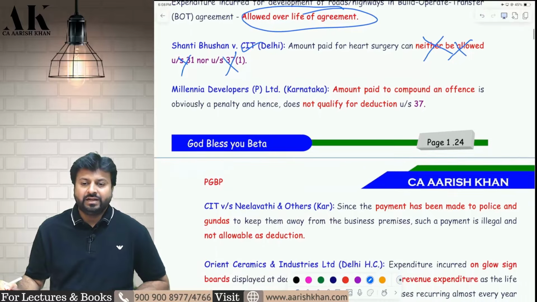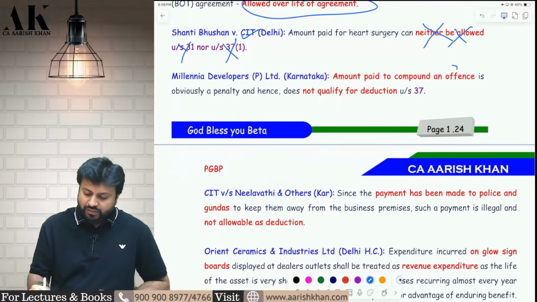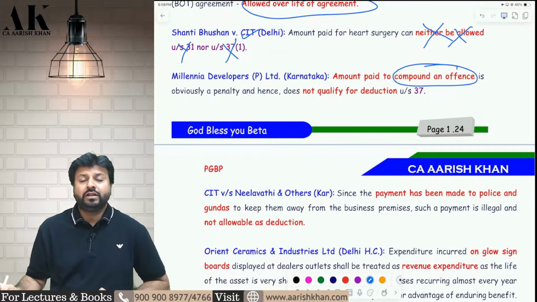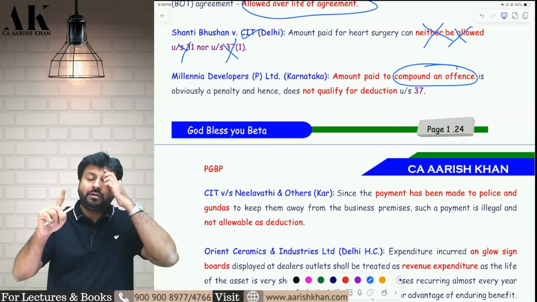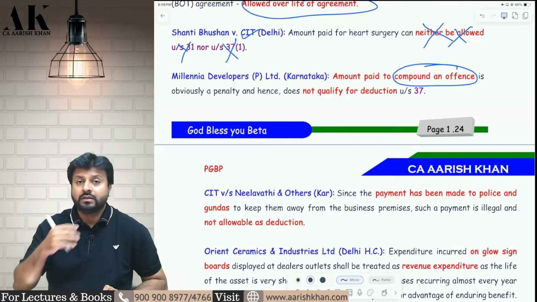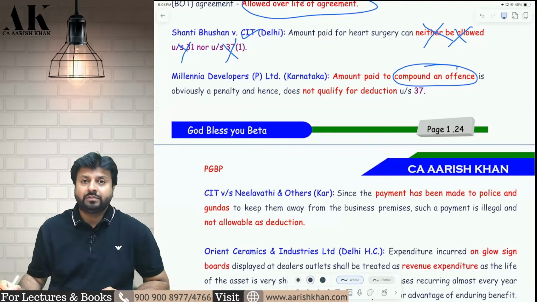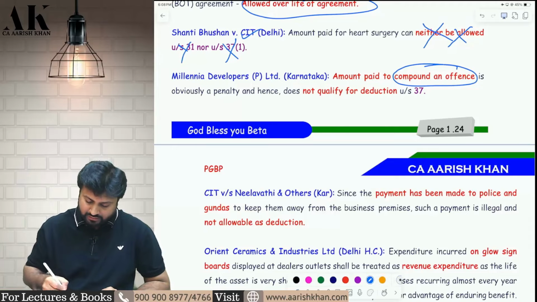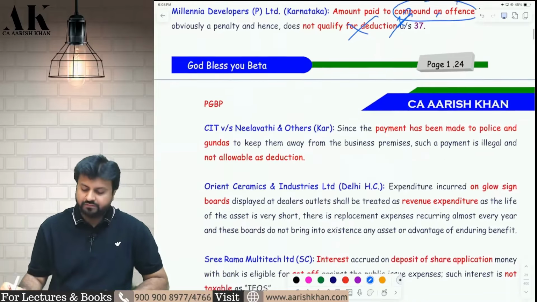Similarly, if an amount is paid as a compounding fee, for what? For breaking a law. The Karnataka government has allowed me to make a building of 7 floors, but I have made a building of 8 floors. So now I'm paying a compounding fee. Whether that will be allowed as deduction? No, it is a penalty, and therefore it is not eligible for deduction. I hope it is clear to all of you.